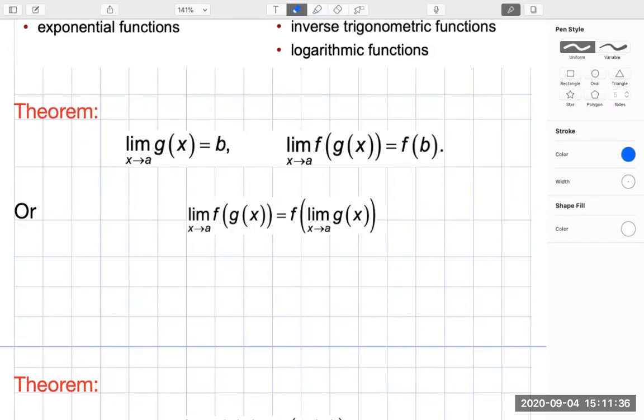Another theorem is about the composite function. If g is continuous as x approaches a, and f is continuous at g of a, then the limit of the composite function f composite g of x when x approaches a will be f of the limit of g of x when x approaches a.